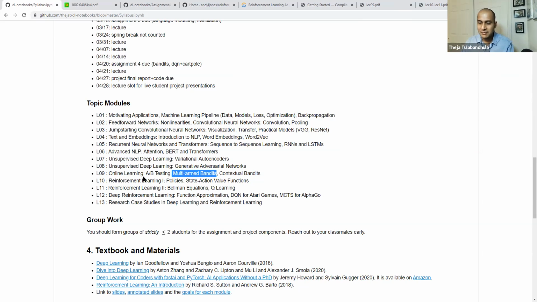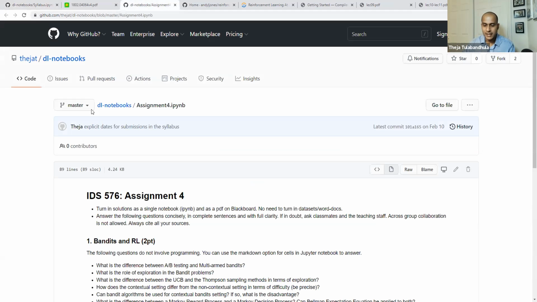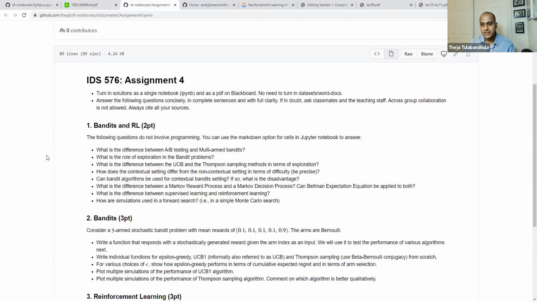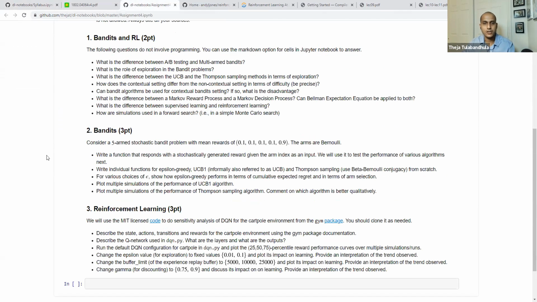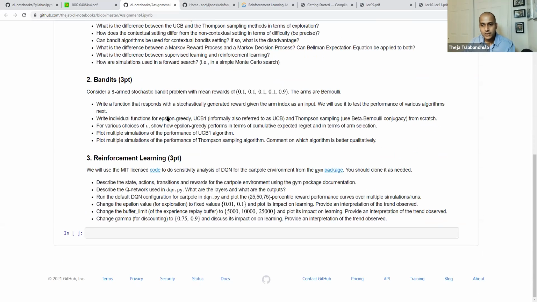Just to give some more context on why we are doing this now: it is relevant to assignment 4. If you look at the assignment 4 questions, there are basically 3 questions, 2 of which are related to bandits. Question 1 is not related to writing any programs. You can use Markdown, or if you're using an IPython notebook, Markdown syntax, to answer these questions in the cells themselves. Question 2 is related to the algorithms that we saw last time, and also what we'll see today.